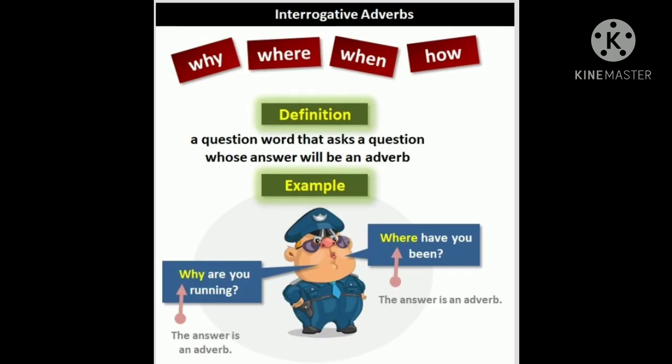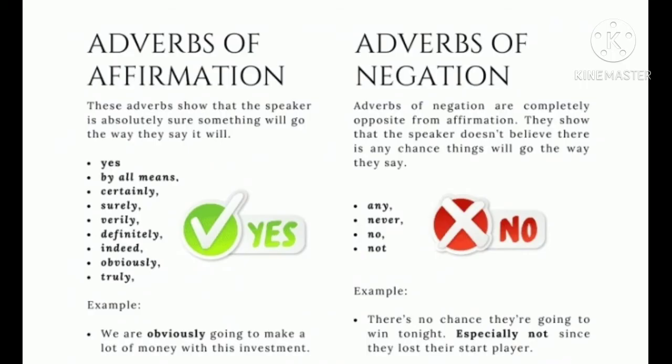Coming next to interrogative adverbs, a question word like why, where, when, how that asks a question whose answer will be an adverb is denoted as an interrogative adverb. Moving to next, adverb of affirmation. Now these adverbs show that the speaker is absolutely sure something will go the way they say it will. Example can be yes, surely, certainly, definitely, etc.